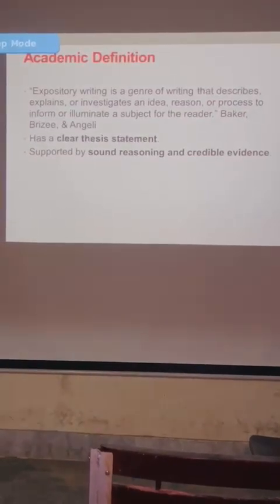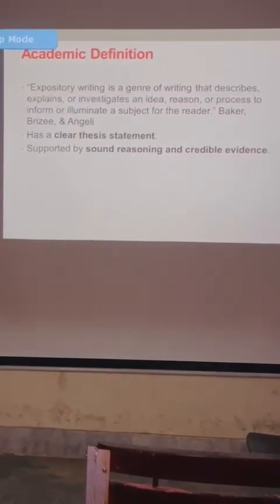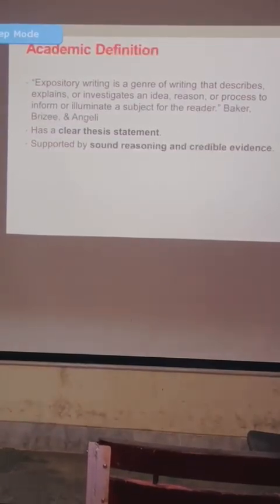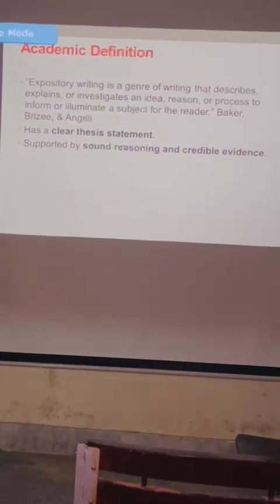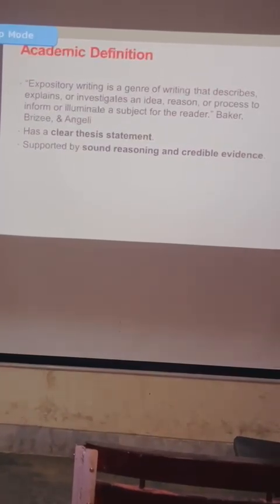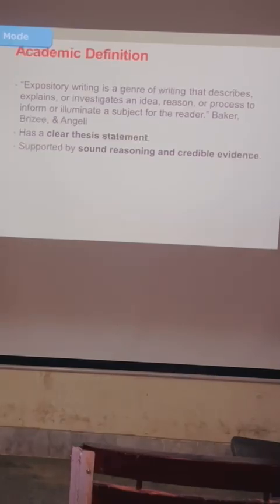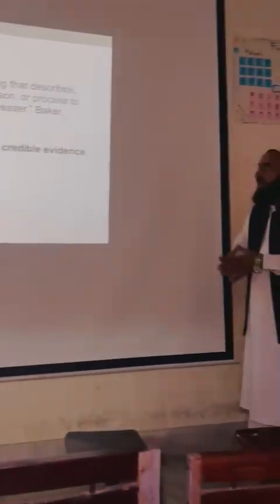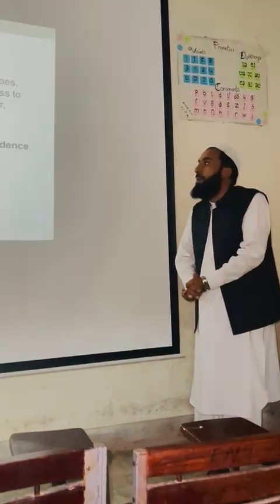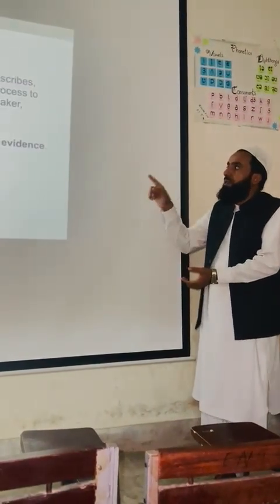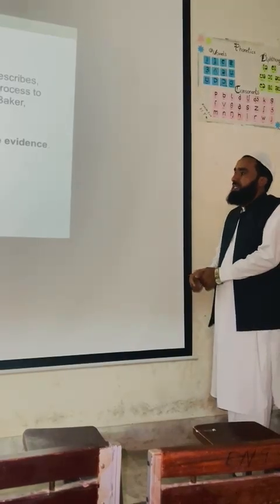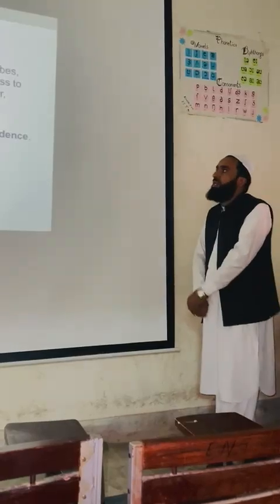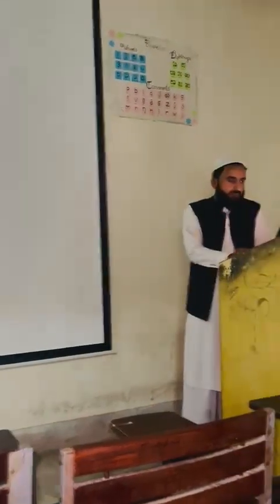Students, we are having paragraphs. In a paragraph, we are having a main idea. There are different types, essentials or aspects of a paragraph. The first one is the introduction, then comes the body, then comes the conclusion of a paragraph. So in each and every paragraph, we are having a main theme, a main topic sentence. Likewise, we are having a thesis statement in expository writing. Expository writing will be supported by sound reasoning and credible evidence.